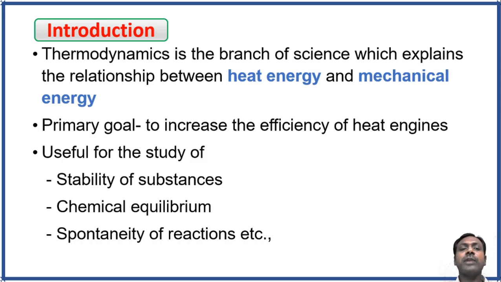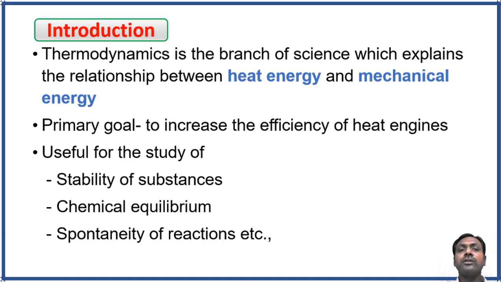But earlier the primary goal of thermodynamics was to increase the efficiency of heat engines. That is, how can we get maximum work out of a given amount of heat. But the scope of this branch has increased tremendously, so that now this branch is useful to study the stability of substances, to study chemical equilibriums, and also the feasibility of a process. That means whether a particular reaction is feasible or not. That is, the spontaneity of reactions also can be explained with the help of thermodynamics.